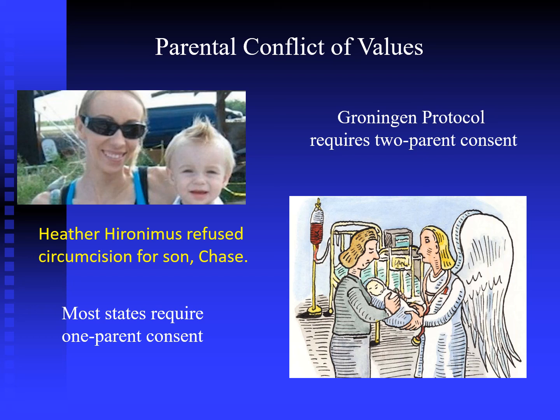The first is those in which parents can agree on how their child should be treated by the medical system. And there are two well-known examples of this. First is when parents can agree on whether or not circumcision should occur. So on the left, you see a picture of Heather Hieronymus. She was a woman who initially agreed and then later refused after a breakup to have her son circumcised, and she actually went on the lam. Most states require one-parent consent for circumcision.